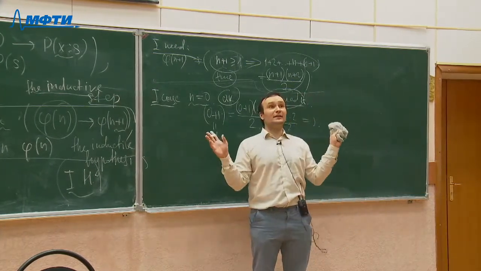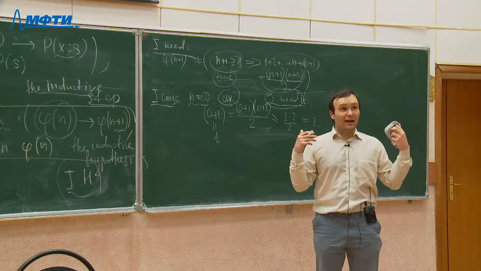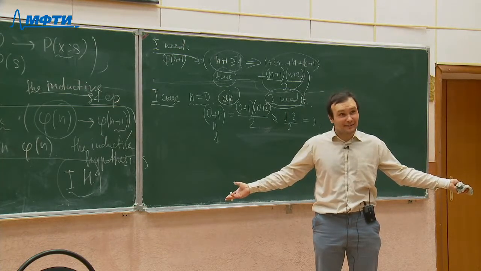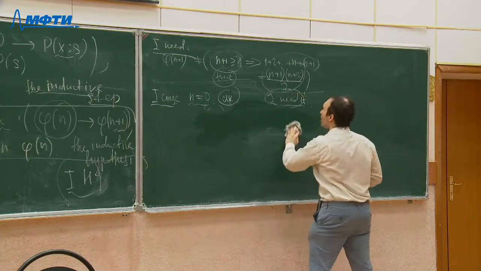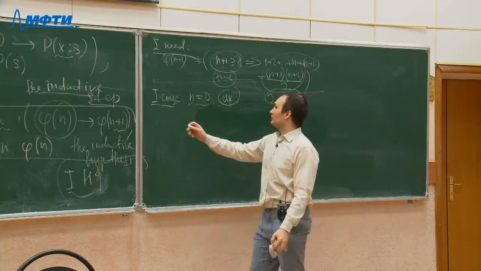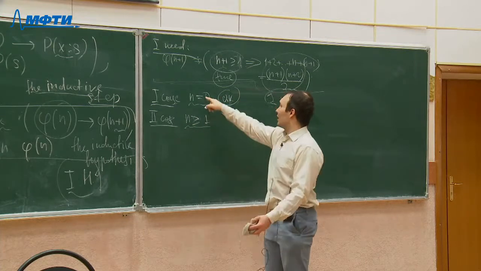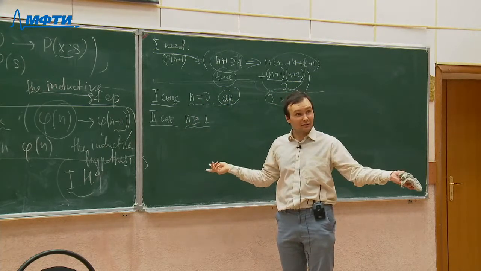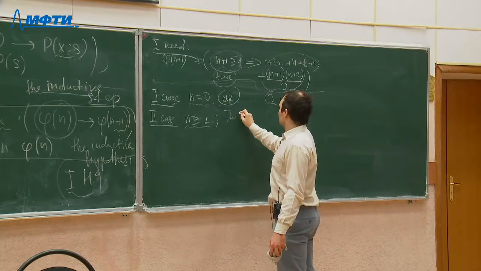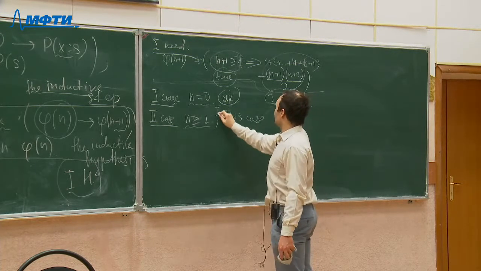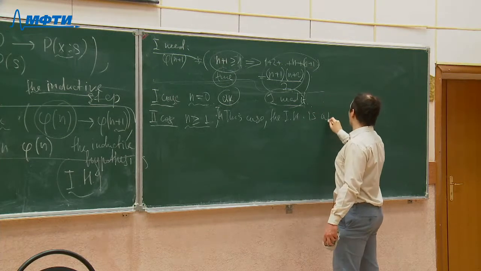In fact, most of such trivial steps are applied almost automatically by any experienced operator. But we want to go more slowly, so we explicate all these steps. The second case, n is greater or equal than 1. If it is not 0, then it is at least 1. So we are considering naturals. In this case, the inductive hypothesis is applicable.